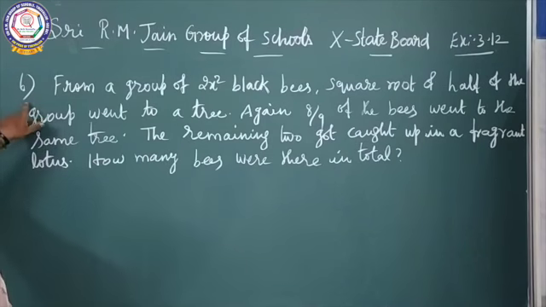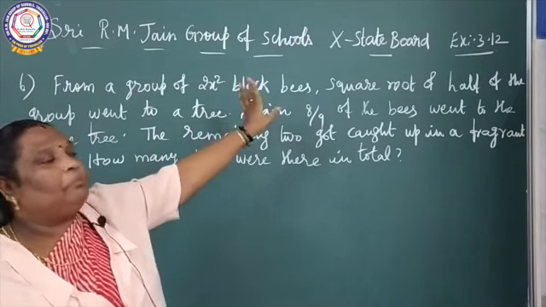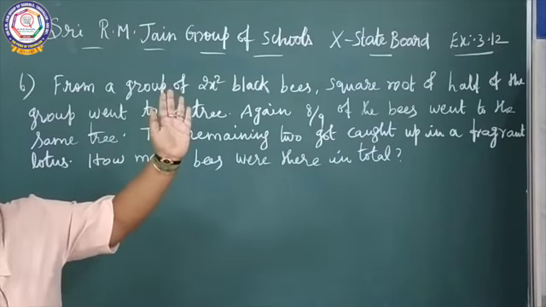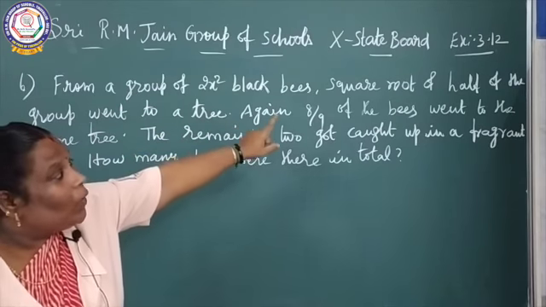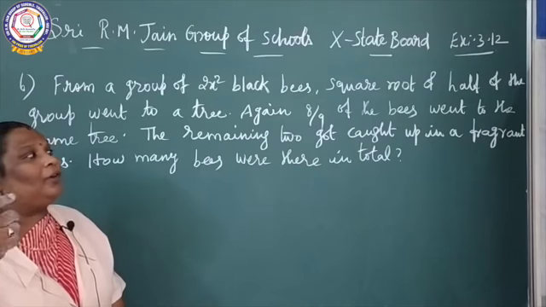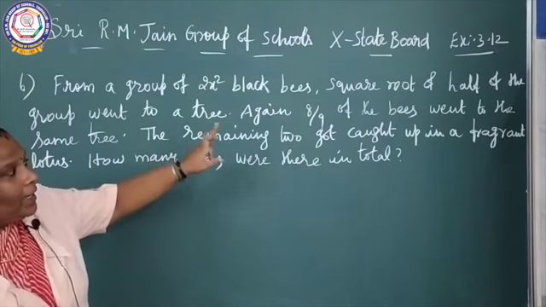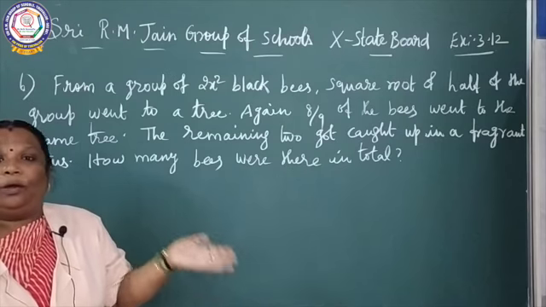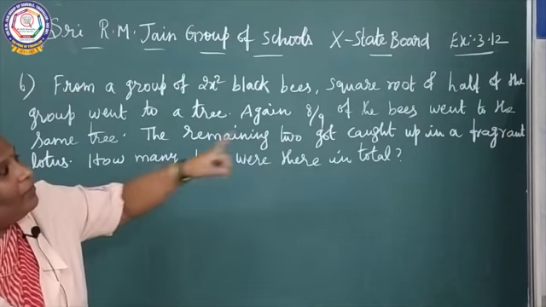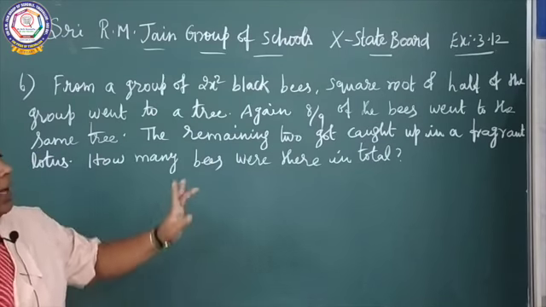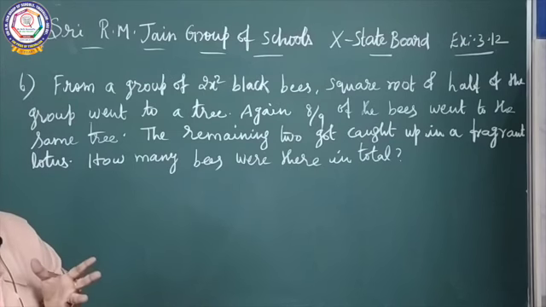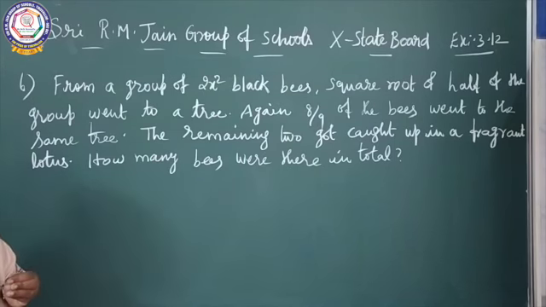Sixth sum: from a group of 2x square black bees, square root of half of the group went to a tree. Again, it is in a beehive. Then 8 by 9th of the bees went to the same tree. The remaining 2 got caught up in the fragrance of lotus. Most of the time the bees spend with the lotus because of the fragrance.